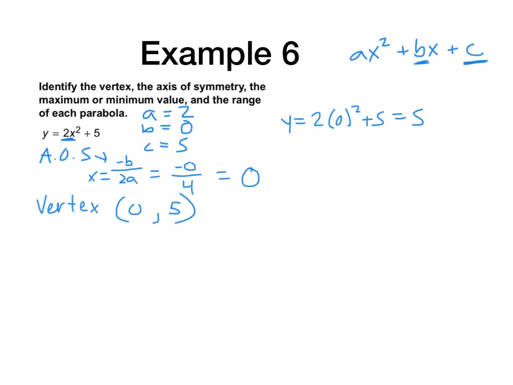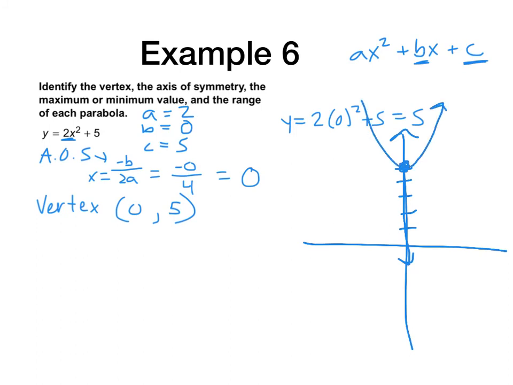So if we graphed this, our vertex is going to be at 0, and then we're going to go up 5. And our axis of symmetry is going to be right through it. Is our graph going to open up or open down? It's opening up. Brett, why does it open up? Because A is positive.